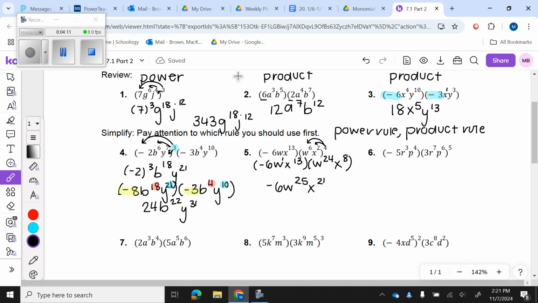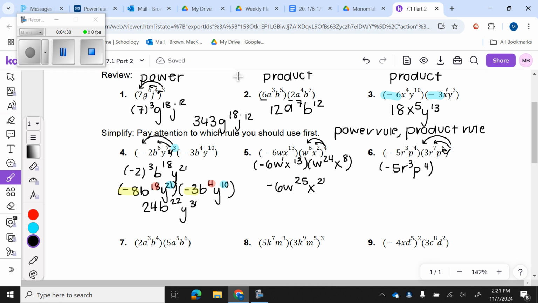All right. On number 6, I need to check, is there anywhere for me to do the power rule first? Well, this 5 is hanging out outside these parentheses. So that tells me I got a power rule. It's like I'm going to distribute my power. This term in the front's going to stay the same. Nothing's changing with him yet. And then I got to distribute this power of 5.